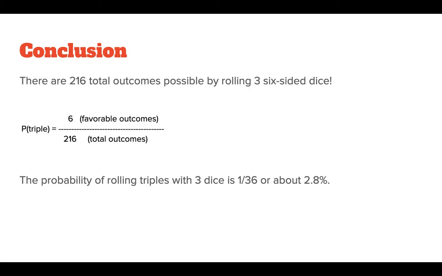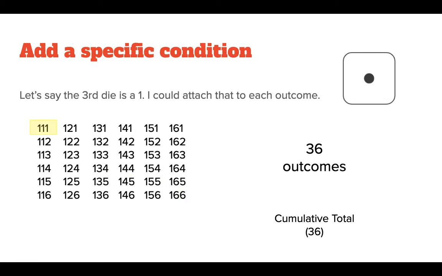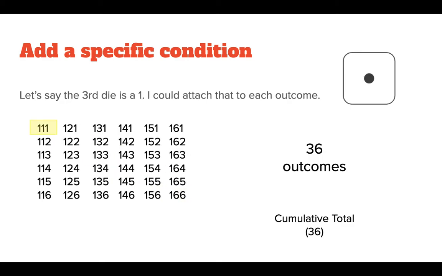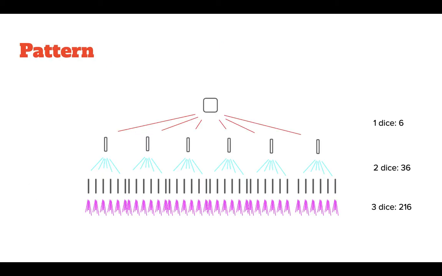So we were able to take something very large. I couldn't have listed 216 things in a list, but I was able to list 36 and then just put a third die in front of it for each of the possible conditions. Now, I wouldn't expect you to do this. I'm doing this to show you. Your application of this would be in your head. Okay, 36 outcomes, and then I had 6 different conditions on my last die, so 36 times 6, bam, 216.